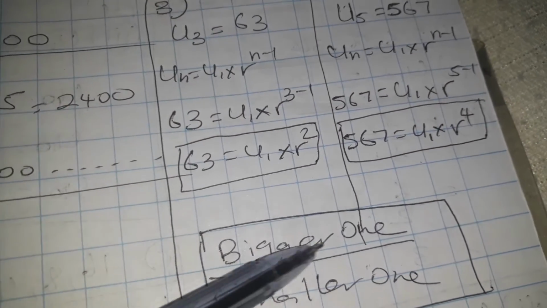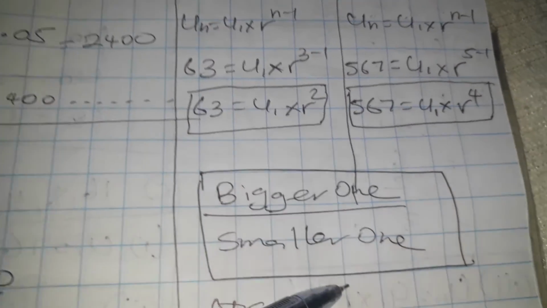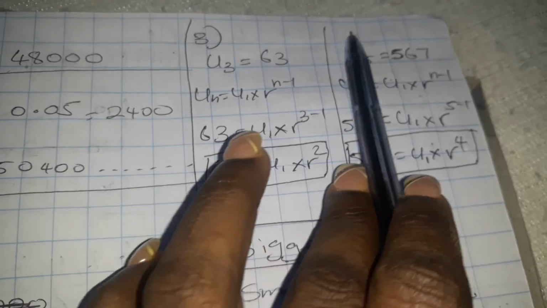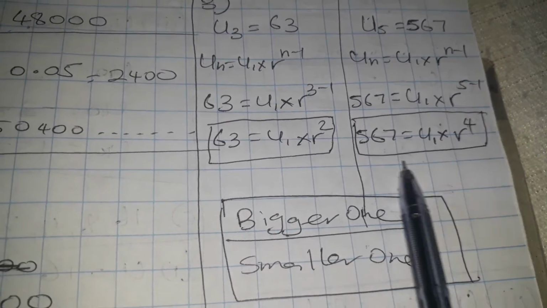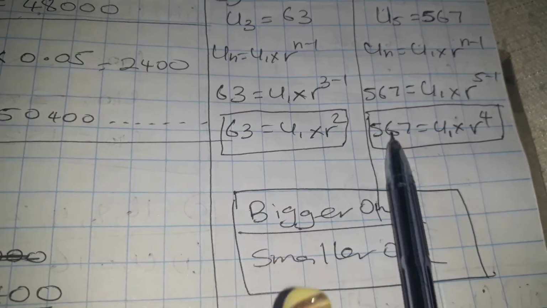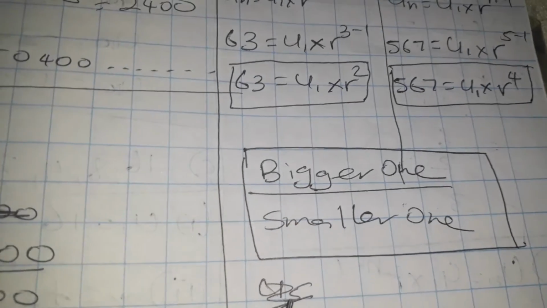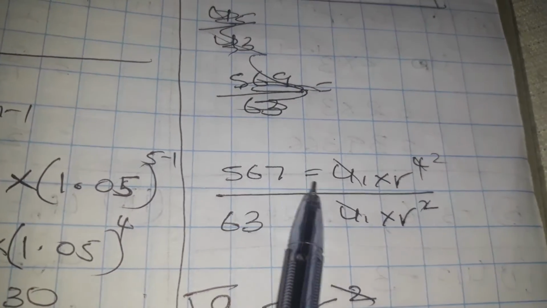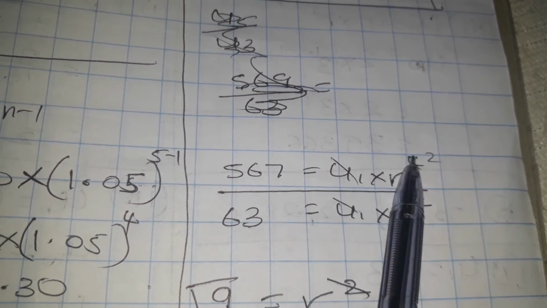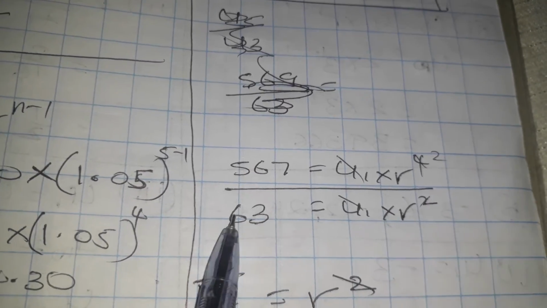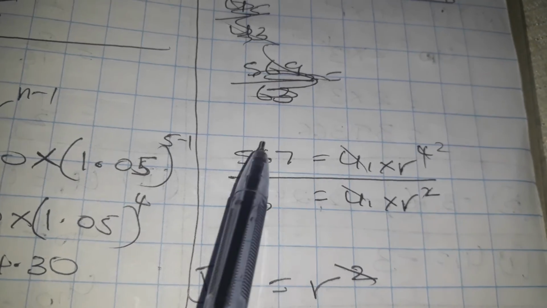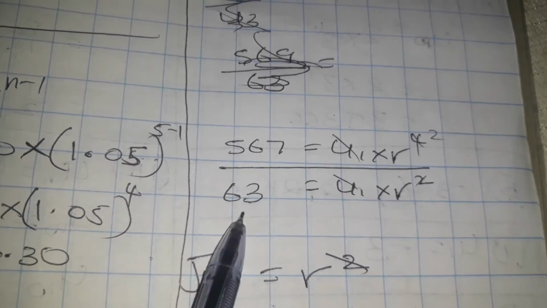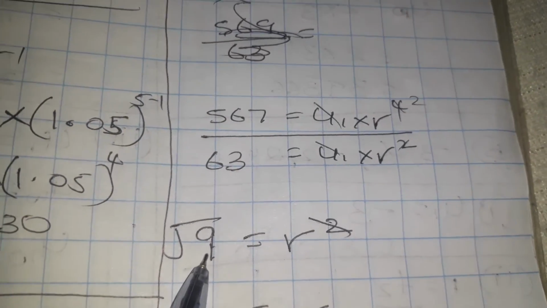I can do the bigger one divided by the smaller one. The bigger term, this is my bigger one, divided by the smaller one. So this entire equation is for my bigger one, and this entire equation is for my smaller one. You will see this is what I have been doing now. So there, 567 is equal to U1 times R to the power of 4 divided by 63 is equal to U1 times R squared. So 567 divided by 63, you only get a 9.